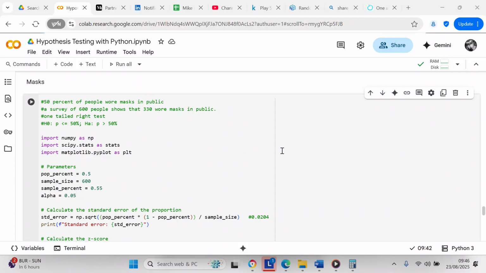So we're going to set our parameters. The population percent is 50%. The sample size is 600. The sample percent is 0.55, so that's 55%. And your alpha, which is your significance level, is 0.05.